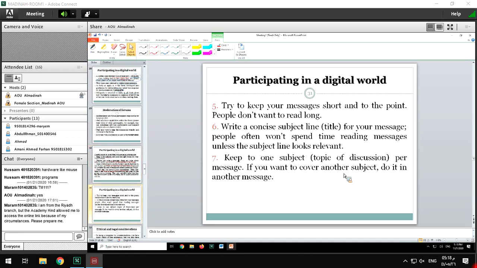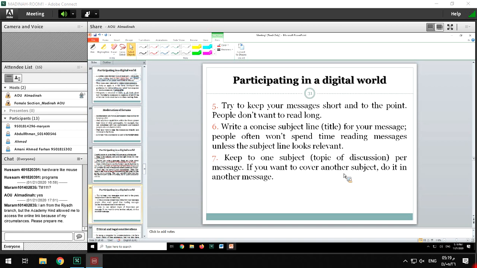Based on the discussion topic, you raise your question or give your answer. Try to keep your message short and to the point, because people don't want to read long messages. Write a subject line or a title for your message, and keep one topic or subject per message. If you want to discuss another topic, you write another subject name. Now, these are some rules, you can say, to participate in forums, to use the forums, and to get benefit from the forums.